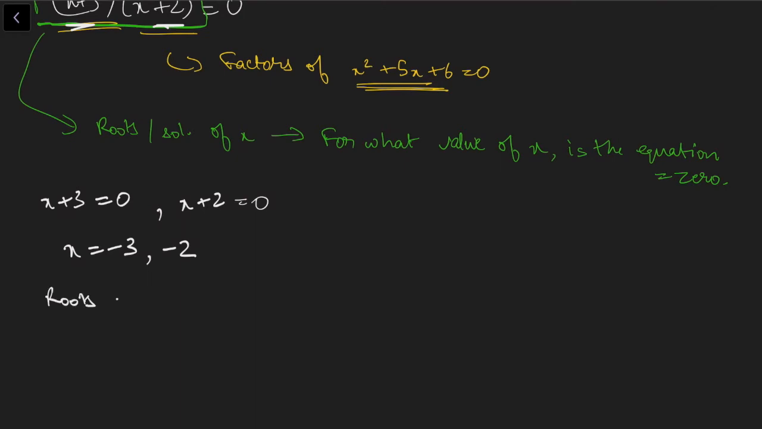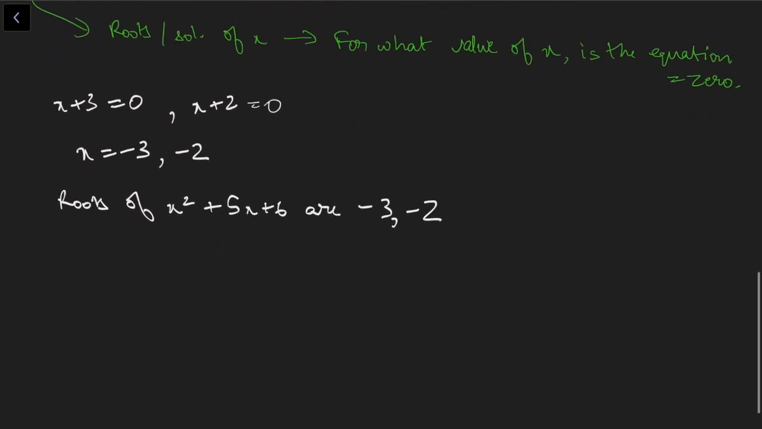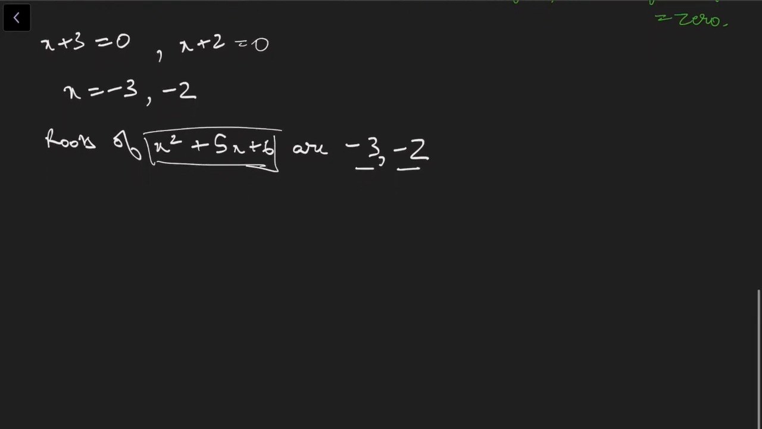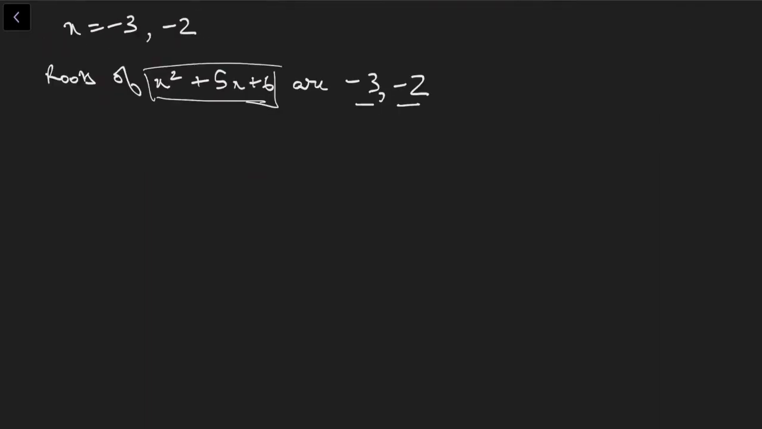So the roots of x squared plus 5x plus 6 are minus 3 and minus 2. Now you can plug in these values in this expression and verify whether it works or not, and it will end up to be equal to 0. Now let's get to the main topic, that is the quadratic formula.